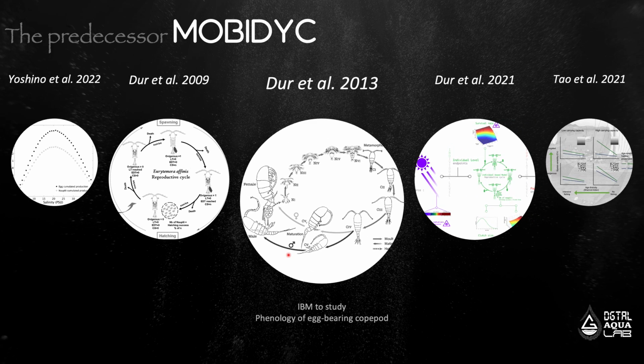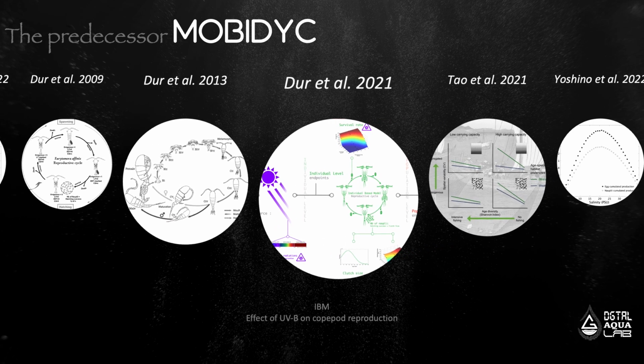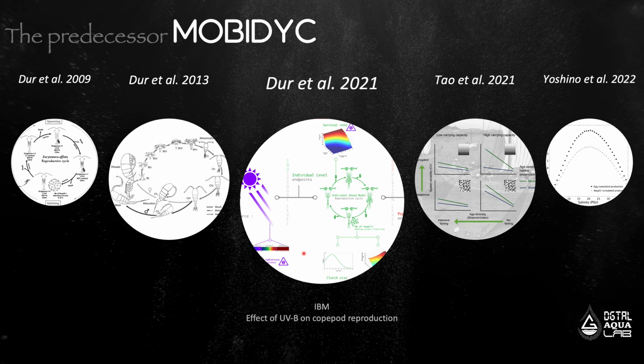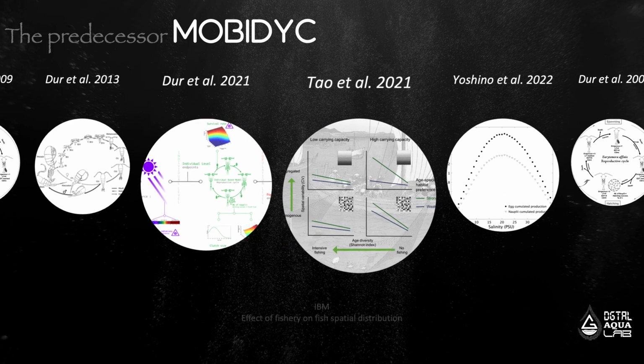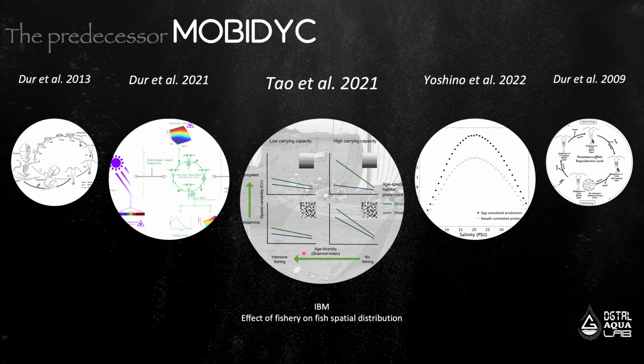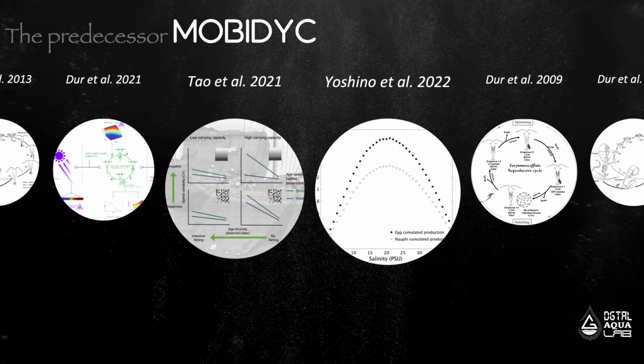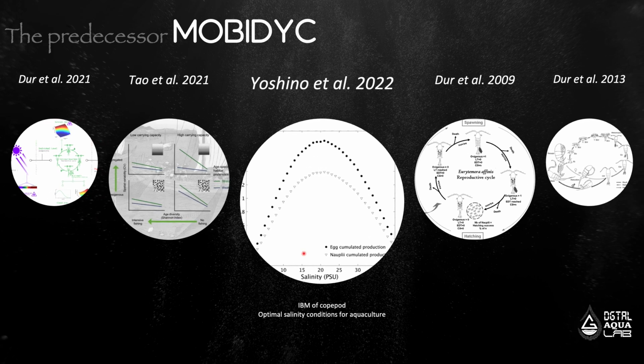We have also developed a model to study the phenology of the same organism. More recently, I developed a model to evaluate the effect of UVB radiation on copepod production. With some colleagues from Taiwan, France, and US, we developed an individual-based model to study the impact of fisheries on fish spatial distribution. And last year, my student developed a model to estimate the production of live feed at different salinities for aquaculture purpose.